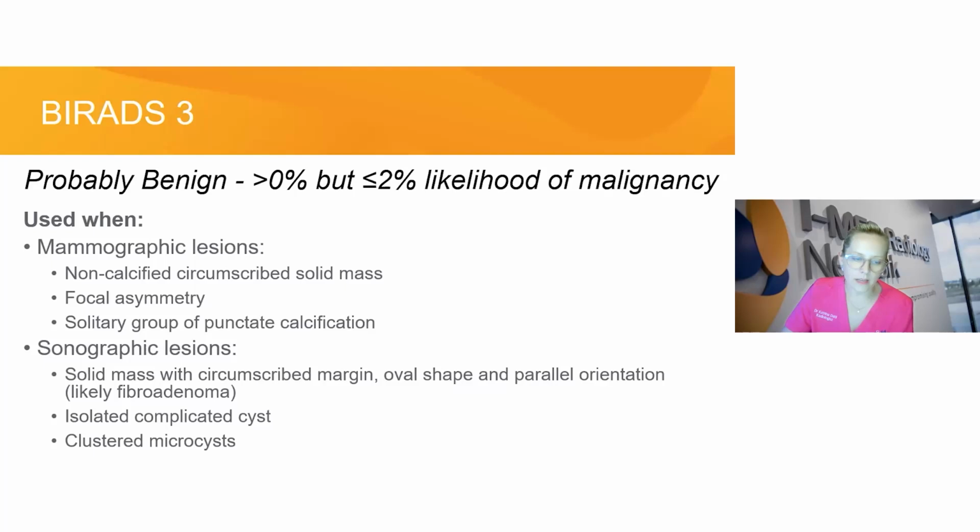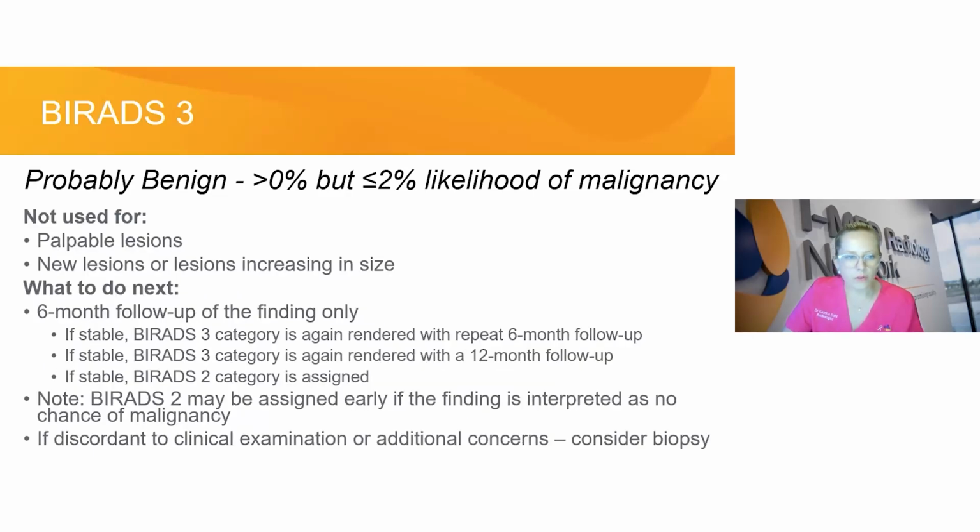On ultrasound, the likely fibroadenoma, which is a circumscribed lesion in oval shape and parallel orientation, and it's hypoechoic and homogeneous. They're the rules that the lesion has to follow. A complicated cyst can look very similar to a fibroadenoma, and that's why it is included in this category, and clustered microcysts, so fibrocystic change. Now, not used for new palpable lesions and not used for new lesions or lesions increasing in size.